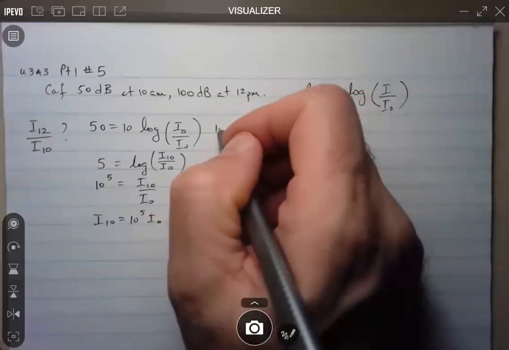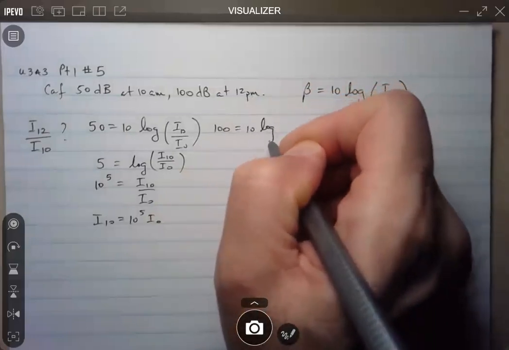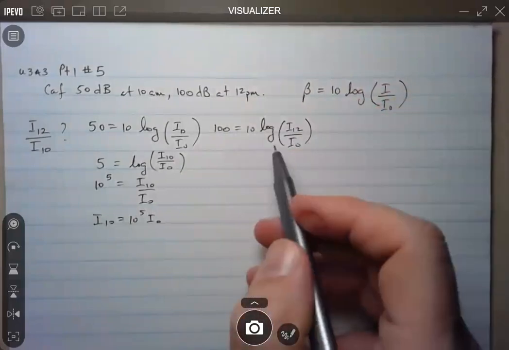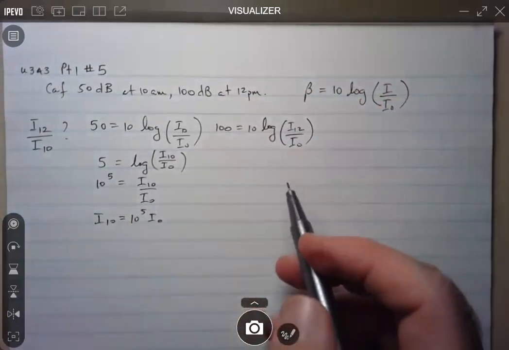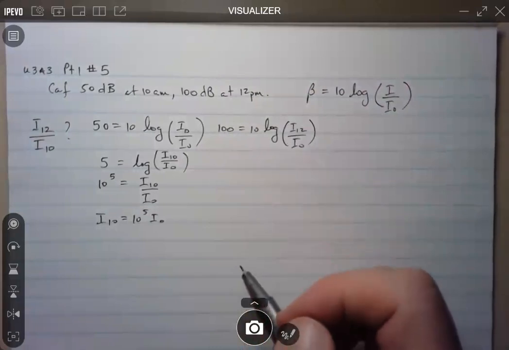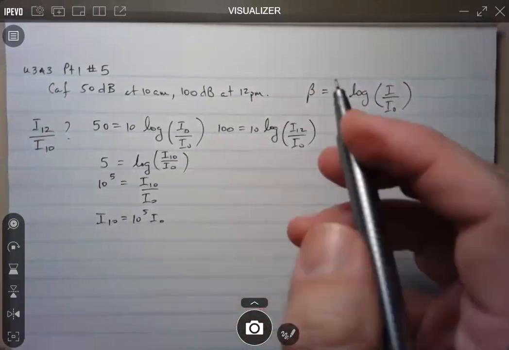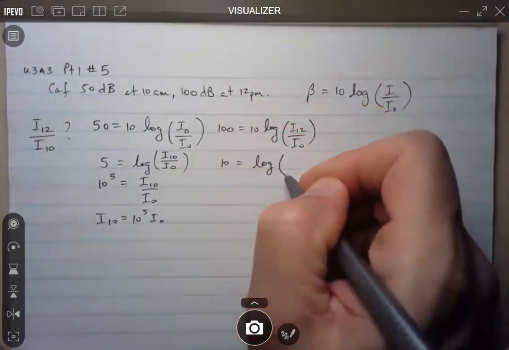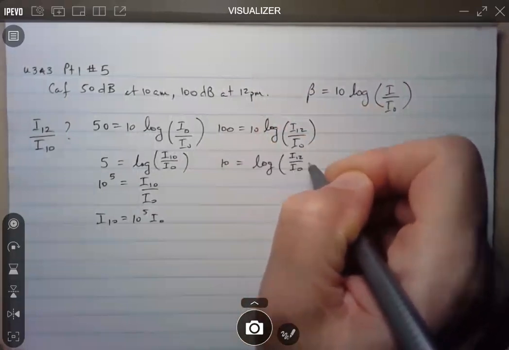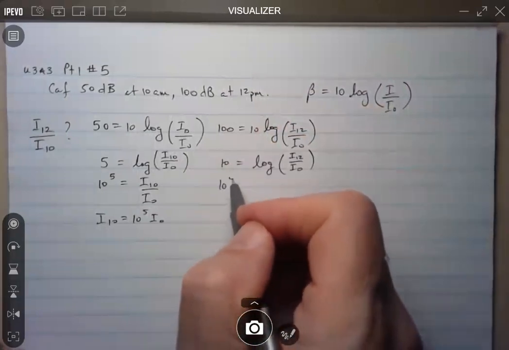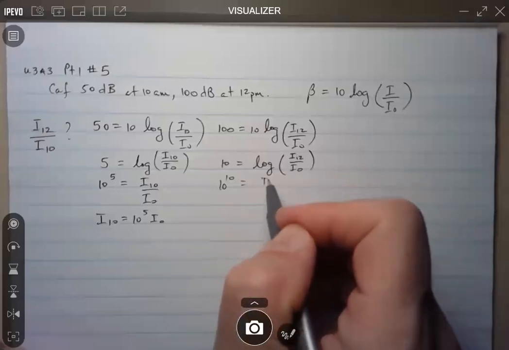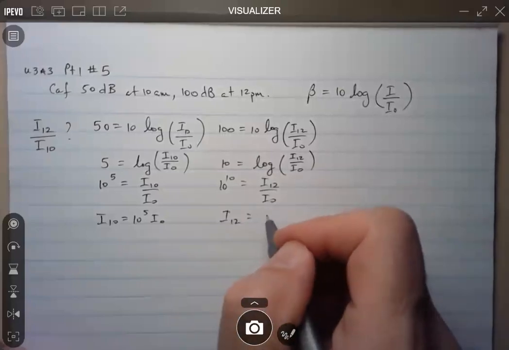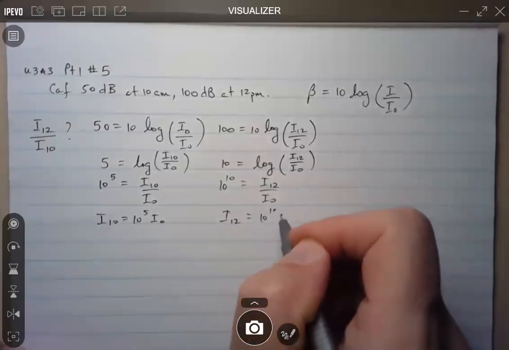Intensity. So here I've got 100 equal 10 times log of I12 over I0. Now here I'm just showing the work because if I'm trying to show that I understand this process, I want to show all the details. If you were working with this constantly, you would certainly be skipping a lot of steps here. Okay, so same as before, 10 to the power of 10 is equal to that input of I12 over I0. And so I12 is 10 to the 10 times I0.